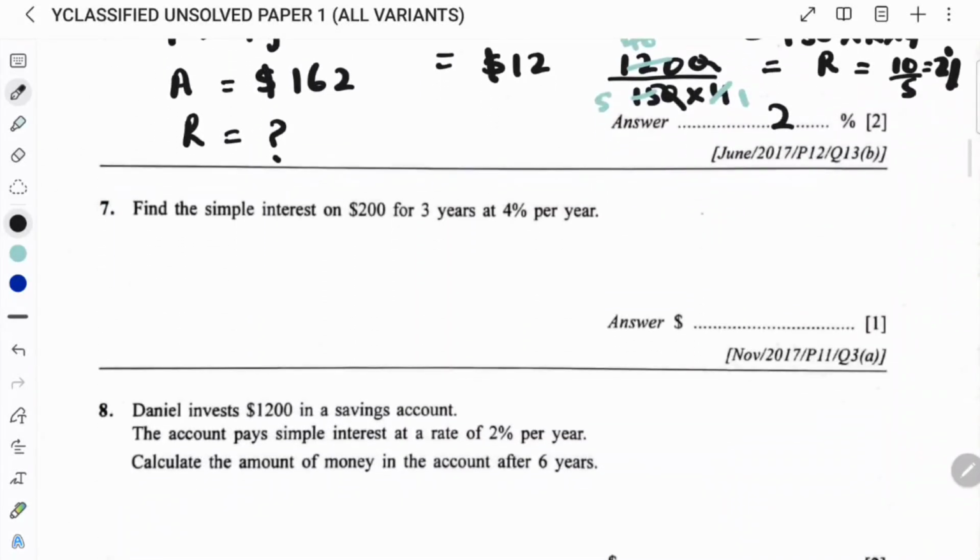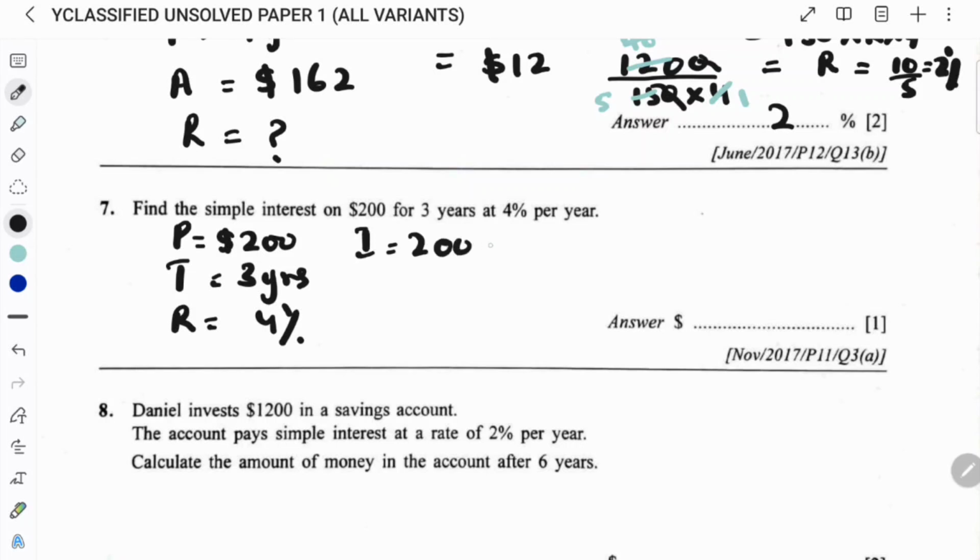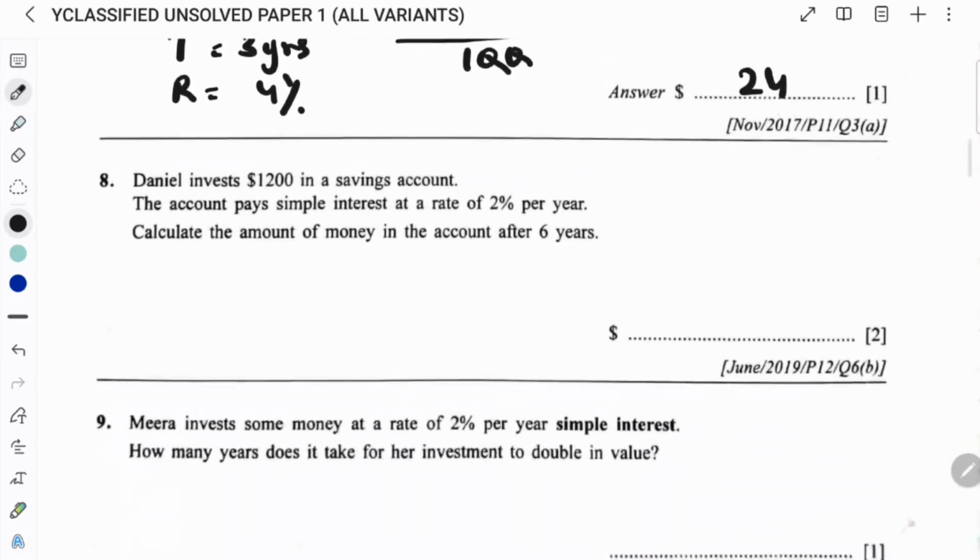Come to question number 7. Question number 7 says find the simple interest on $200, means the principal is $200, and for 3 years means the time is 3 years and the rate is 4%. Okay, I equals P R T upon 100, R is 4. Cancel. 2 4s are 8, 8 3s are 24. $24 is the answer.